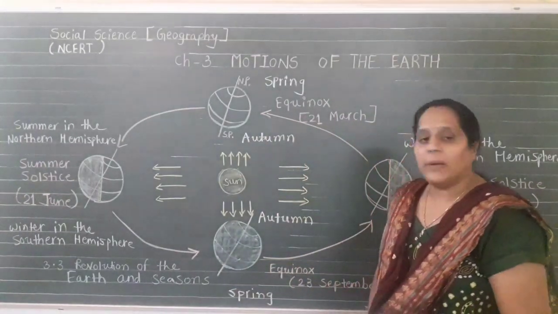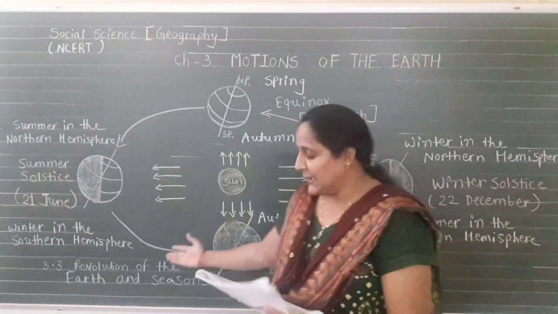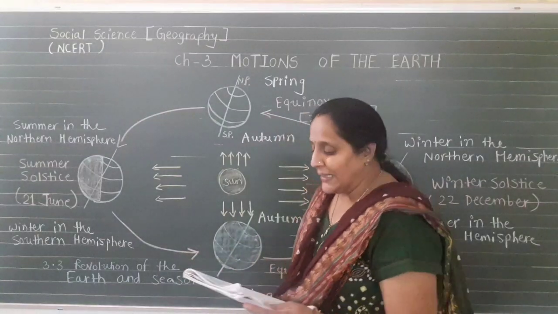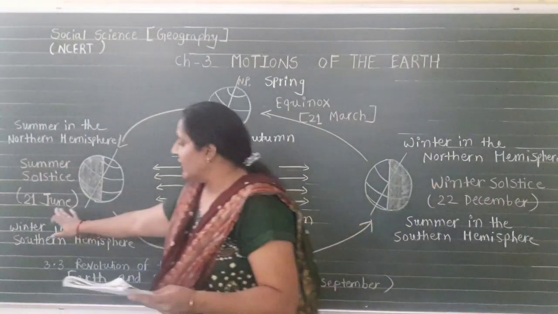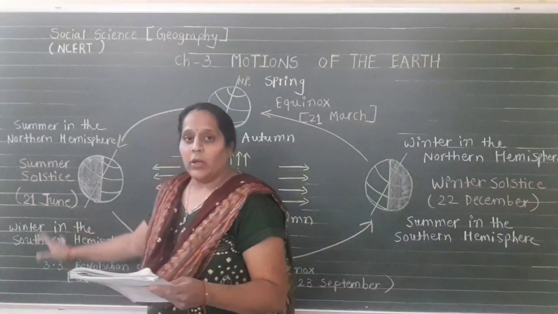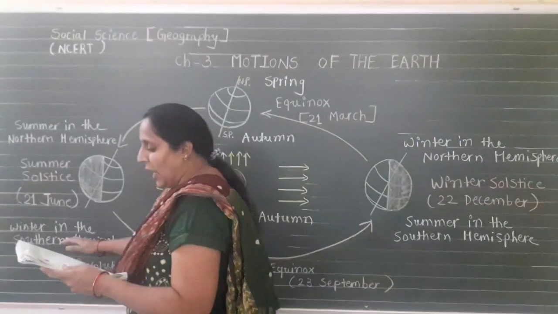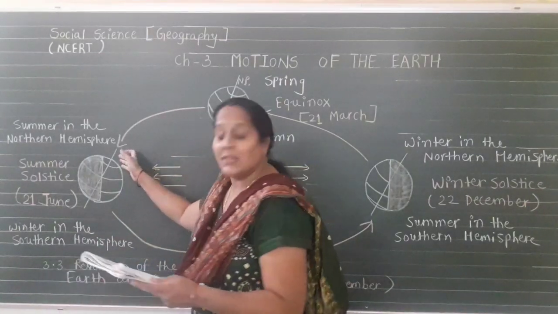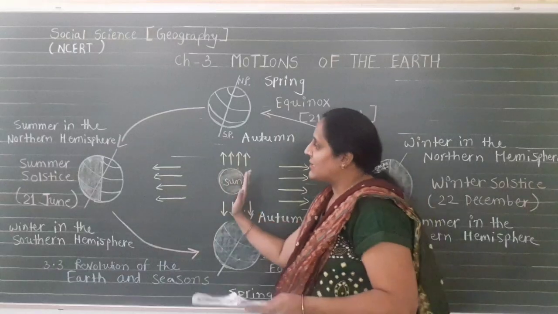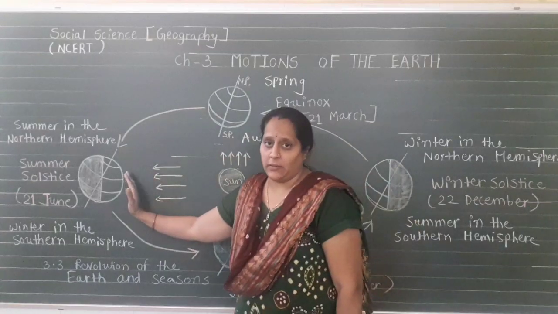Okay. First of all, everybody look at this diagram, figure 3.3. You will see 21st of June. Everybody observe this diagram. Here we study 21st of June. At that time, what kind of atmosphere is there? So see, on 21st of June the northern hemisphere is tilted towards the Sun. So this half of the portion directly gets the Sun's rays.